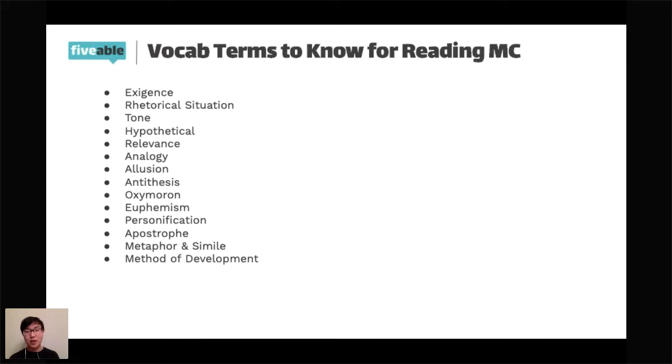And then methods of development are the ways writers develop and organize their arguments and reasoning. So some examples are cause and effect, narration, definition, description. Those are just some examples off the top of my head. All right.